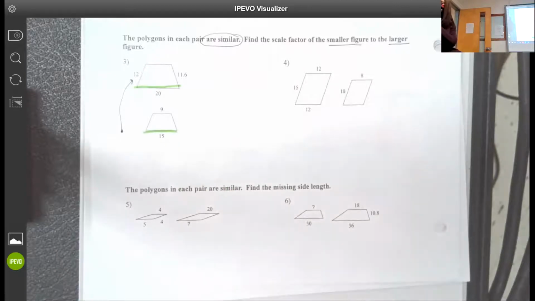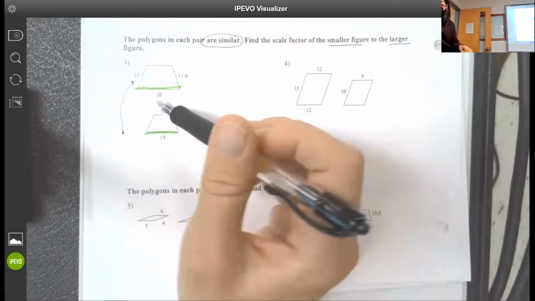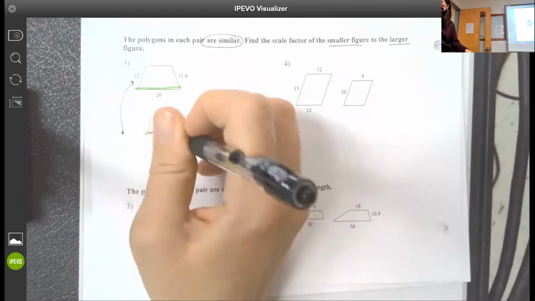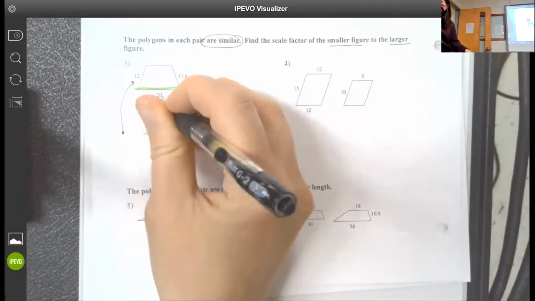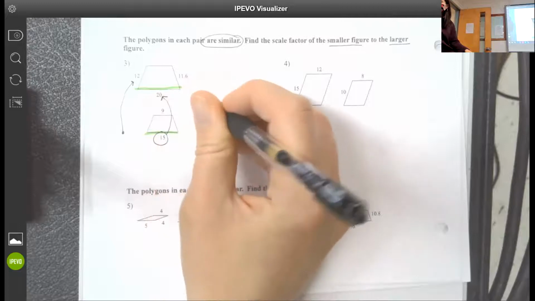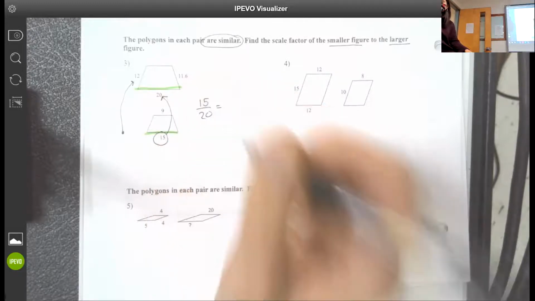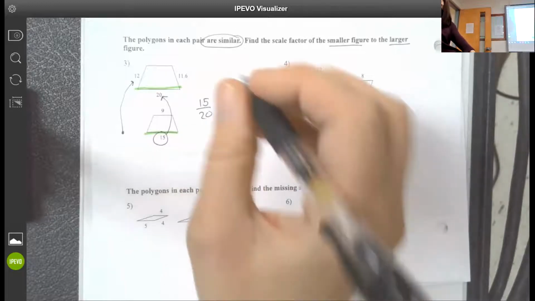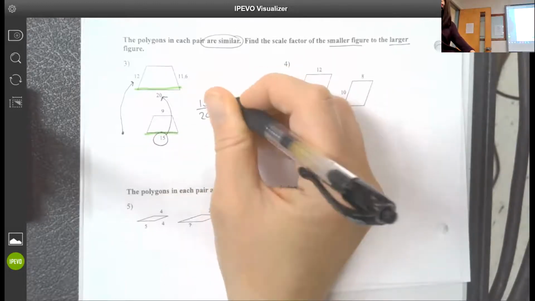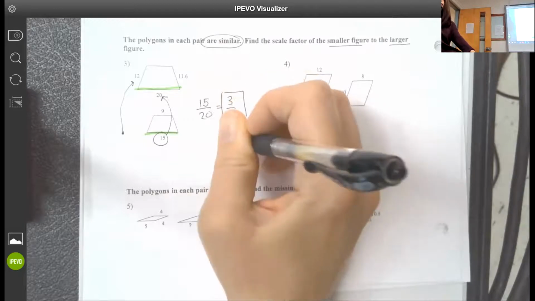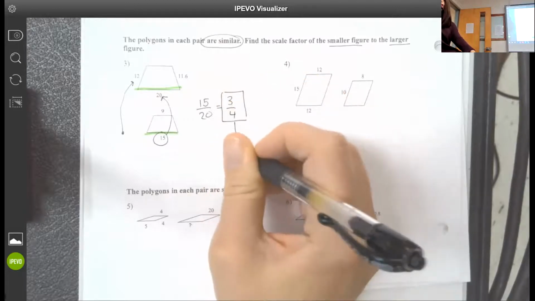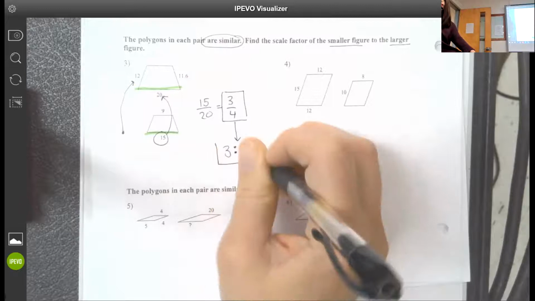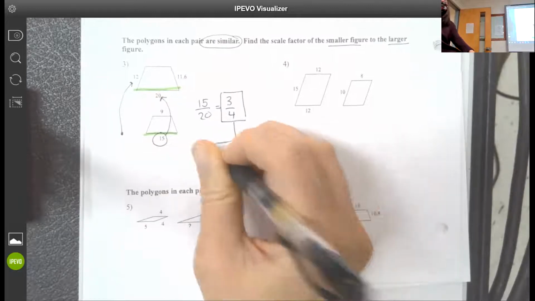I have to use the two sides that I have numbers for both, and going small to large, I would go 15 to 20, which reduces to 3 to 4. And the way we write our scale, this would be fine, I'd take it. But typically we write our ratio this way when we're talking about scale. It's a scale of 3 to 4.